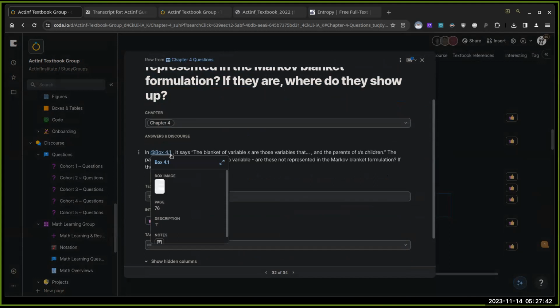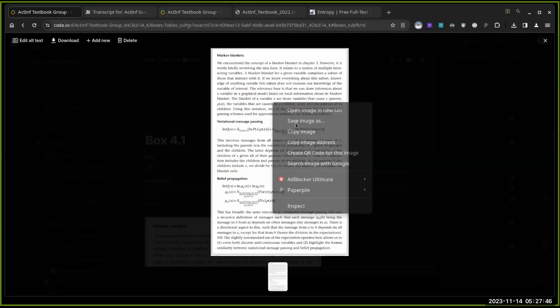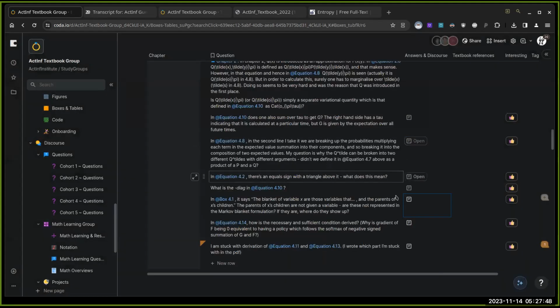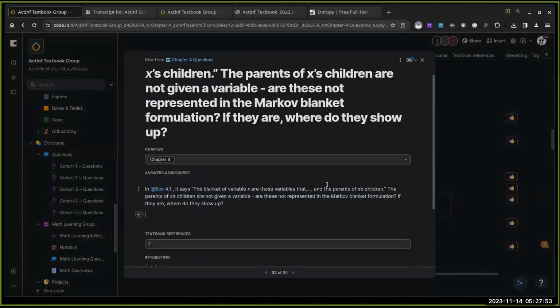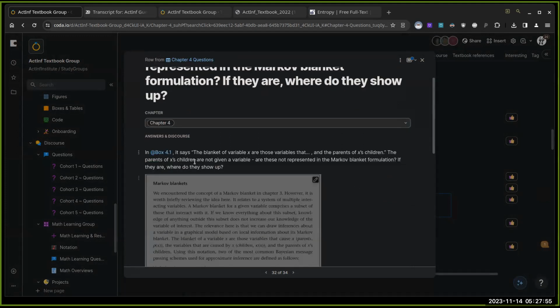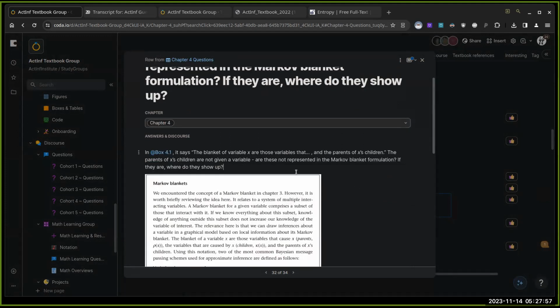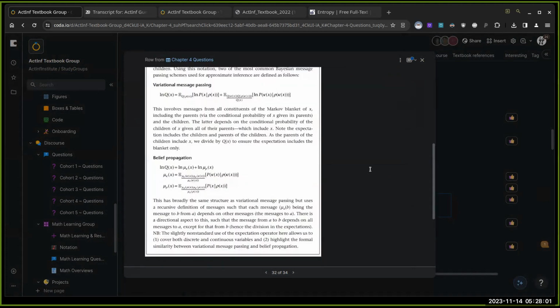Box 4.1 says the blanket of variable x are those variables that are the parents of x, the children, and the parents of x's children. The parents of x's children are not given a variable. Are these not represented in the Markov blanket formulation? If they are, where do they show up?